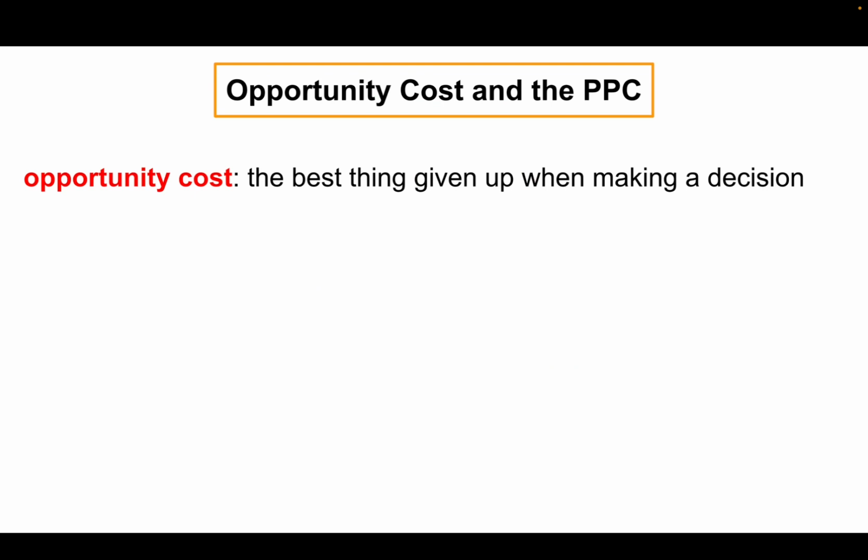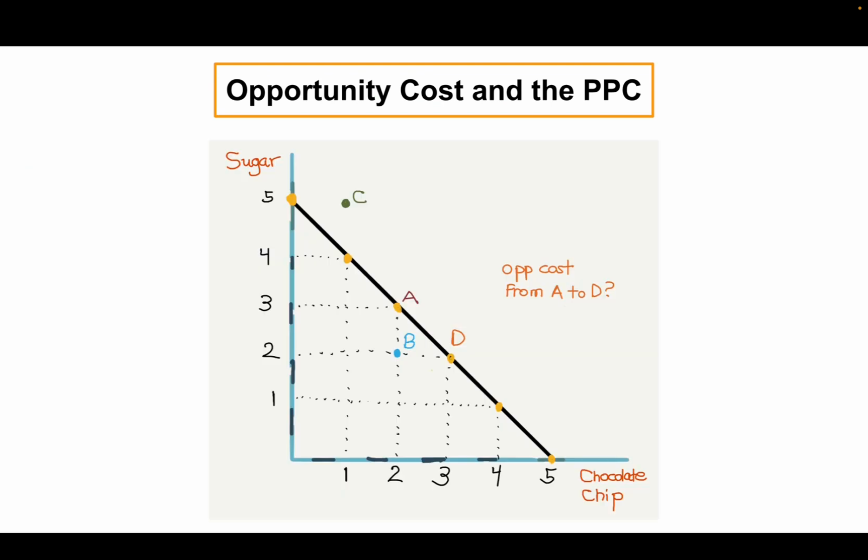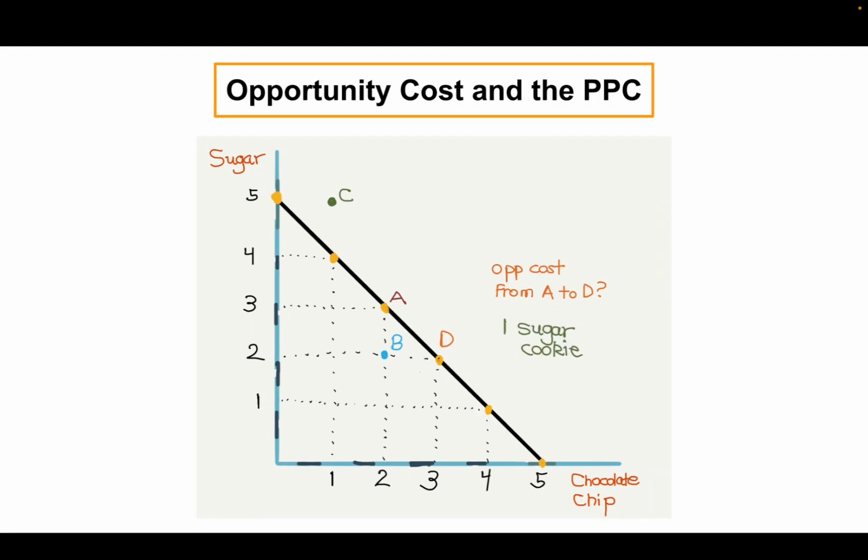And we can apply this to the production possibilities curve. So if we return to our previous example, and we go ahead and add point D as in dog to the production possibilities curve, my question here is what would be the opportunity cost for moving from combination A to combination, excuse me, D, right? So in other words, what do we lose here? And the answer is we lose one sugar cookie.